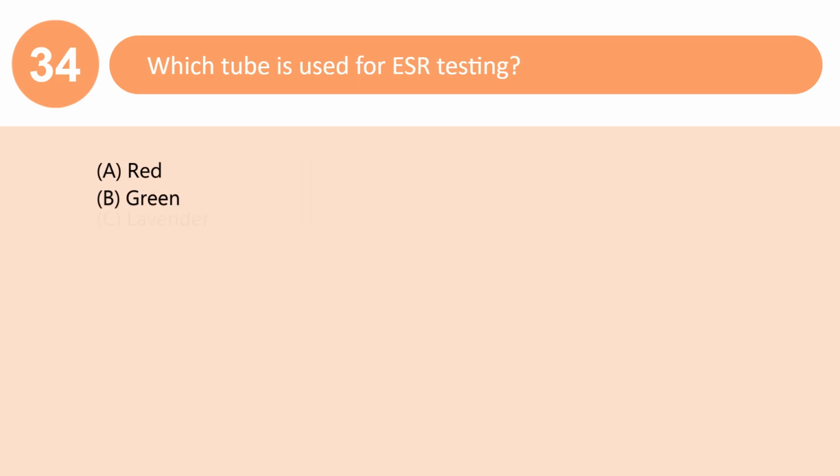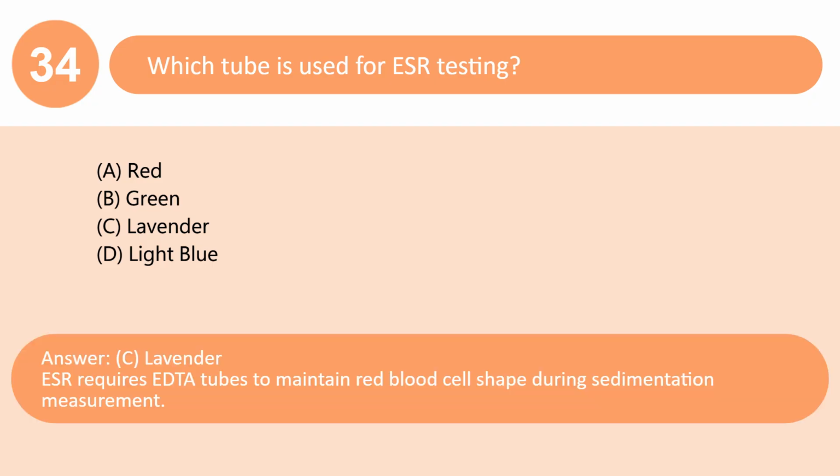Which tube is used for ESR testing? A. Red. B. Green. C. Lavender. D. Light blue. Answer C. Lavender. ESR requires EDTA tubes to maintain red blood cell shape during sedimentation measurement.